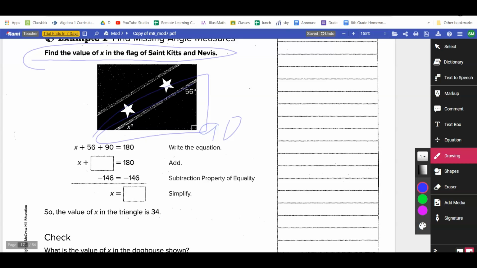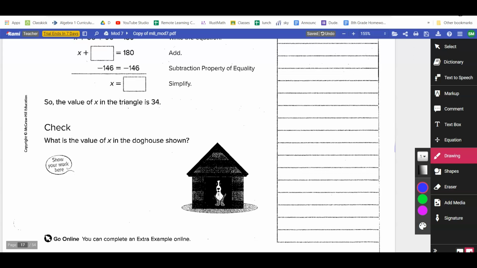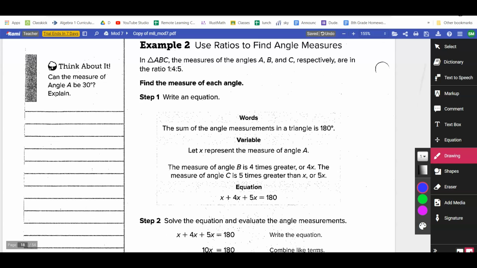Here, this is a 90-degree angle. Here, that's 56 degrees right here. This has to be 90 plus 56. Take that away from 180, and you'll get 34. That's what you know there. I can't read this. I'll get back to you on that one.